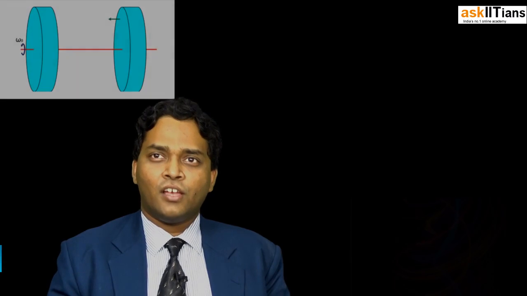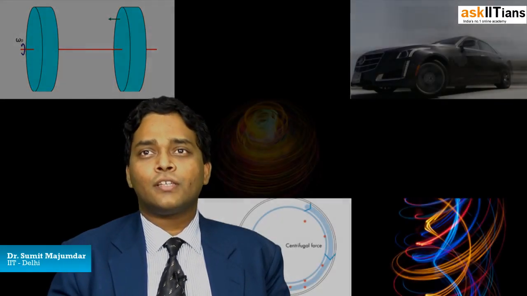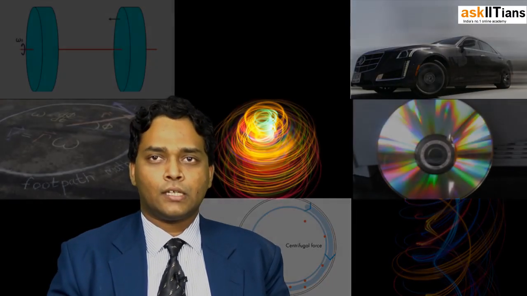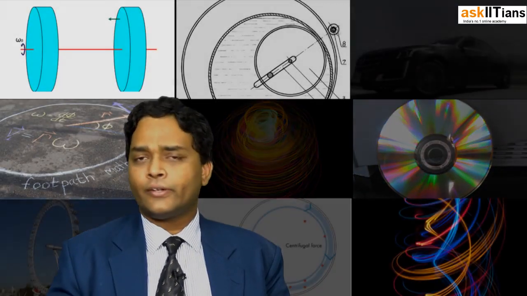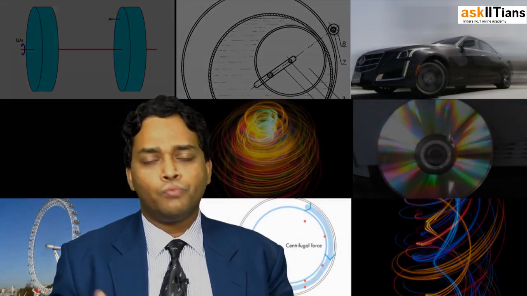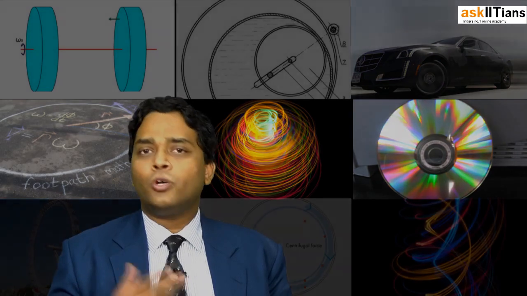Hello students, now we'll be discussing the cross product of vectors. We have learned about the dot product. There are two types of vector products between two vectors. When both the vectors are along the same direction, or when we take a projection of one vector on the other, in that case we get a scalar dot product.